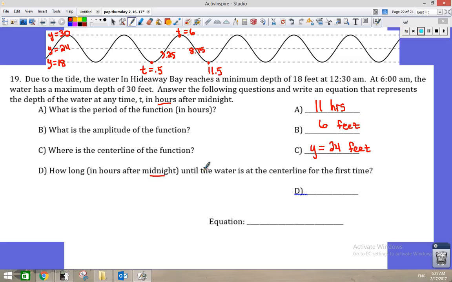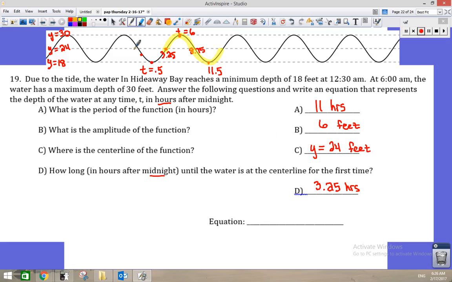How long in hours after midnight until the water's at the center line for the first time? So for the first time, it's right here, 3.25 hours. 3.25 hours after midnight, the water will be at the center line for the first time since we started at t equals 0. Alright, so let's use that as a starting point and pick this as our basic cycle for the sine curve.